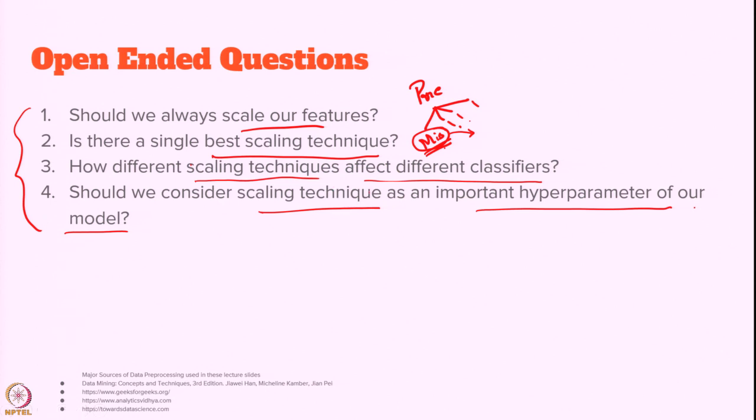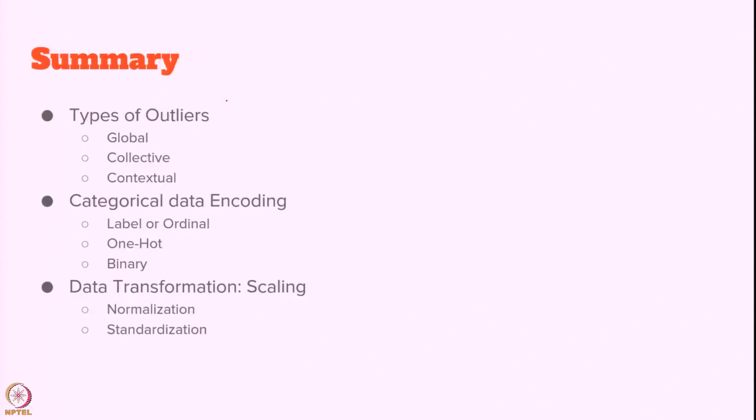If you try to answer this question, you will get some idea about the best ways to handle this, what the various ways available are, and what is best for your data or your problem statement. These are the few sources where I took the data for my lecture videos. Now, to summarize, we have the types of data: global data, collective data, and contextual data. These are the three types of data, and we saw the differences and the definitions.